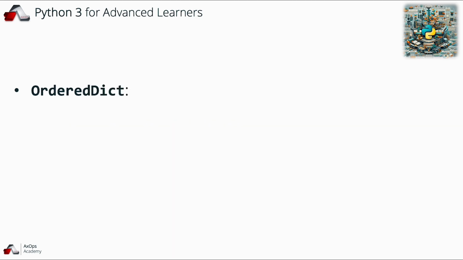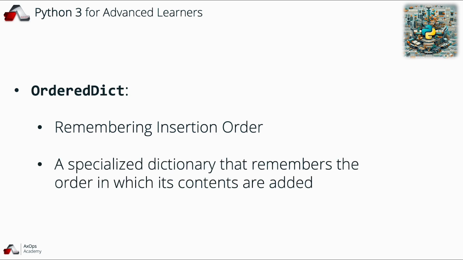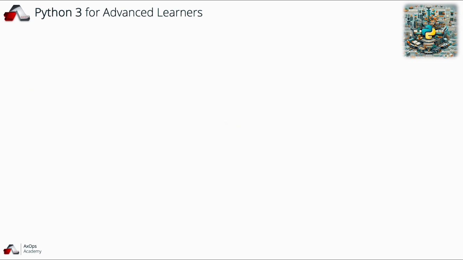OrderedDict is a specialized dictionary that remembers the order in which its contents are added. While the standard dictionary in Python 3.7 and later also maintains insertion order, OrderedDict remains useful, especially for its order-sensitive equality checks. In financial analysis, this can be crucial for maintaining the order of transactions, for example, or stock price updates.